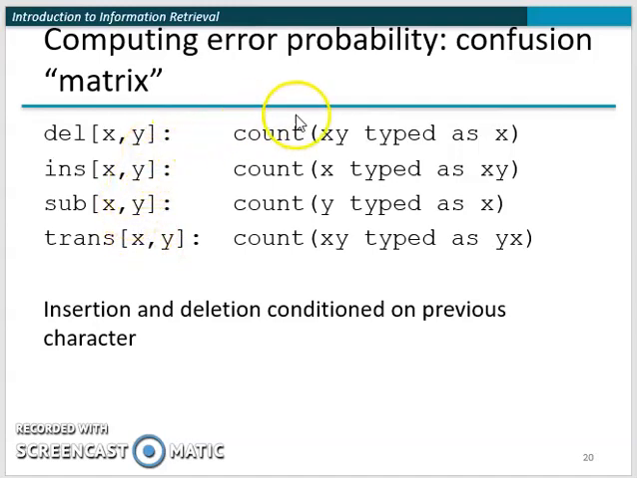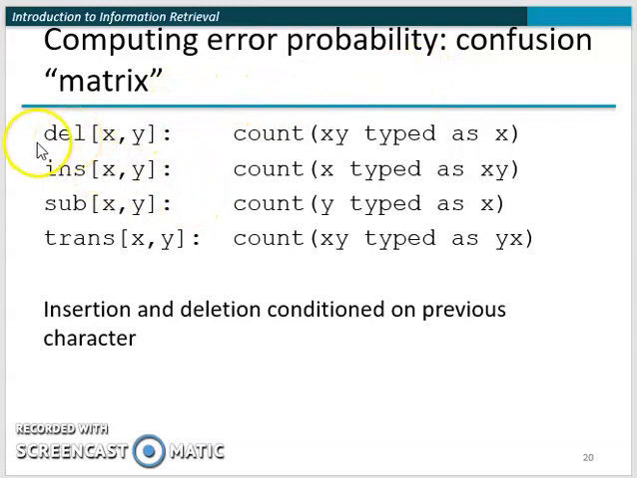For that, we'll define a confusion matrix. Actually, 4 confusion matrices. One would be for deletion edit. The second type of edit is insertion. Third matrix would be for substitution, and the fourth matrix would be for transposition. So let's see what these confusion matrices actually have inside them.